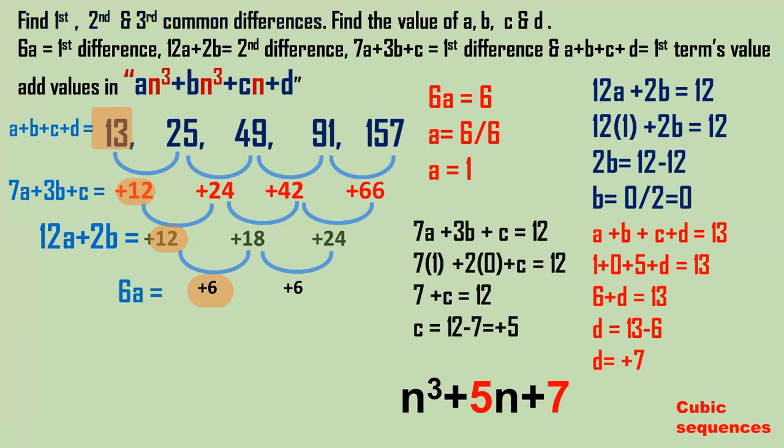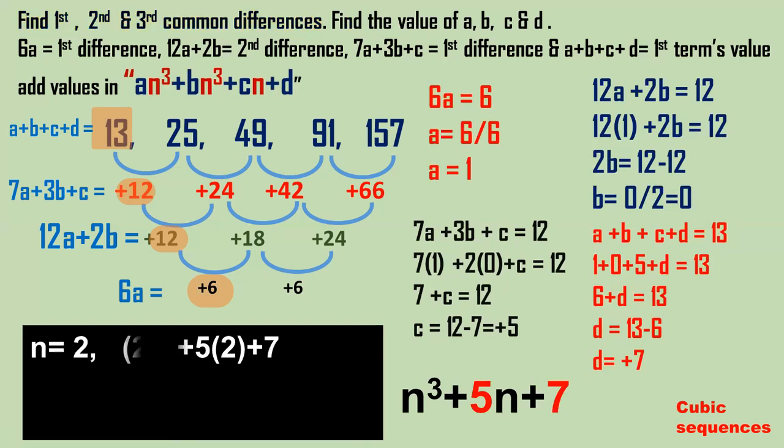In the same way, I'm going to substitute the value of n is equal to 2 here. So 2 cubed, that is 8. 5 multiplied by 2, this is 10, plus 7. So the sum of all these numbers is going to produce 25. So here, 25, you can see this is my second term value.